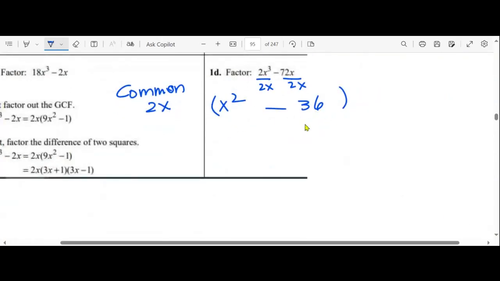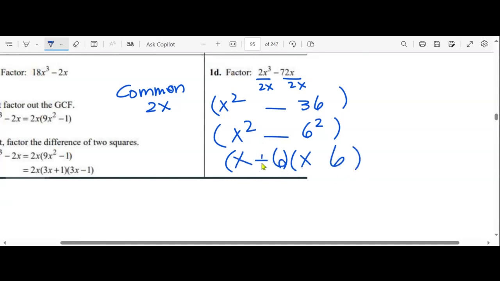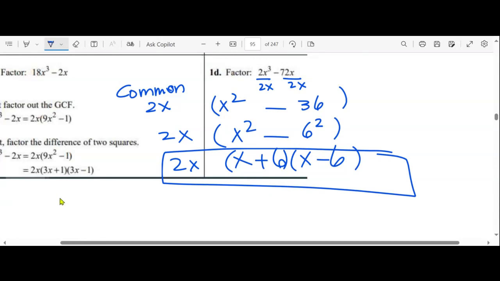Now, x squared, 36 is what by what? Correct? Now, this is a difference of squares, right? So x, 6, plus or minus. Is this clear? And don't forget the 2x outside. So that's your final answer. Easy? 2x outside, the common one that we took from the beginning. Clear? Yes. Let's move on.